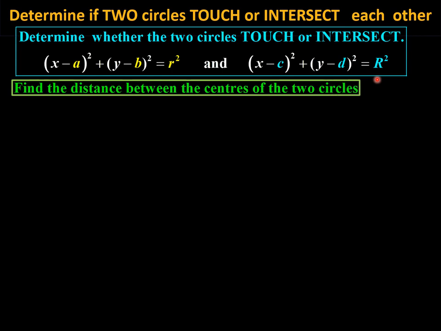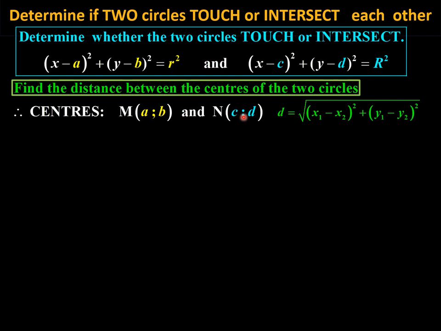First of all, we need to find the distance between the two circles, and to do that, you need the centers. We already have the centers. Let's call the one center M and the other center N, right? To find the distance, you just use your distance formula. Let's say after calculating that, we find the distance to be a value K. So the distance between the two centers in this case is K.